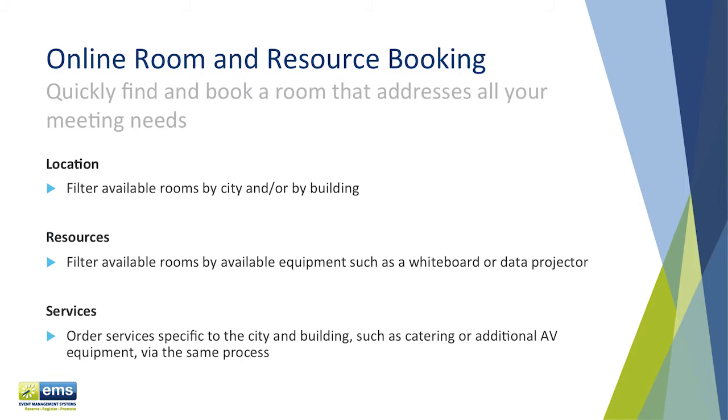Let's start with how EMS allows you to quickly find and book a room that addresses all of your meeting needs using the online room and resource booking software. Everyday users can filter rooms available by their location, such as a city or building. They can also filter by the resources available in that room, such as a whiteboard or a data projector. Lastly, they can also order services specific to that city or building, such as catering or additional AV equipment. And they can do this all via the same process in which they book and request that room.